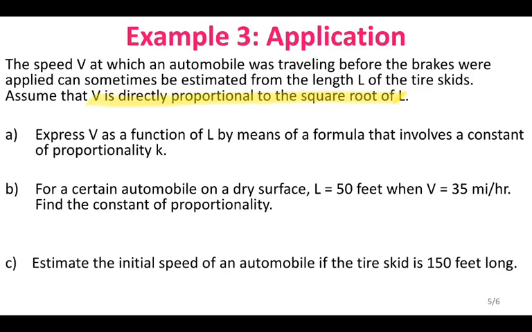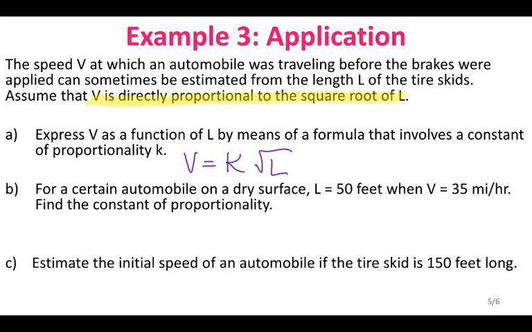So I have v is directly proportional to, so I'm going to write v equals, and since it's direct proportion, it's going to be k times, in this case, the square root of L. Now, when you're writing the functions, please make sure that you read it very carefully. This is the square root of L. It's not the square of L, so you need to have the square root.